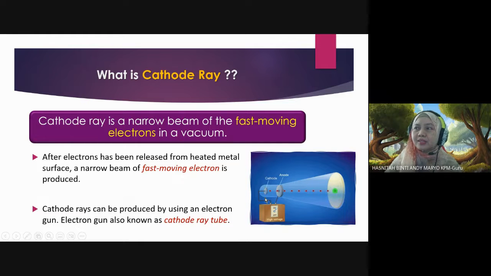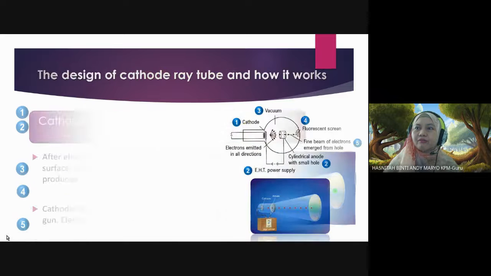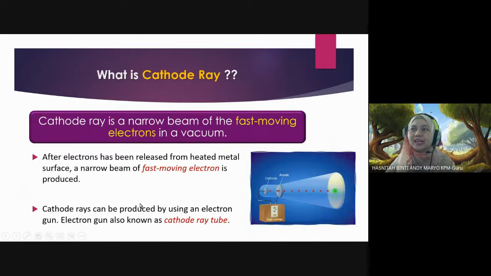So you can see, when we switch on this high voltage power supply, the electron will be emitted from the cathode and accelerated to the anode, assembled in a straight line, and it can be displayed on this screen. Okay, so it appears as a green fluorescent color on the screen there. Okay, so again, what is cathode ray? A fast moving electron in a vacuum.